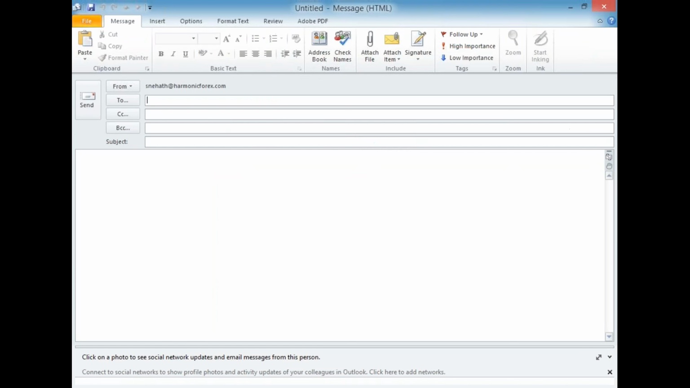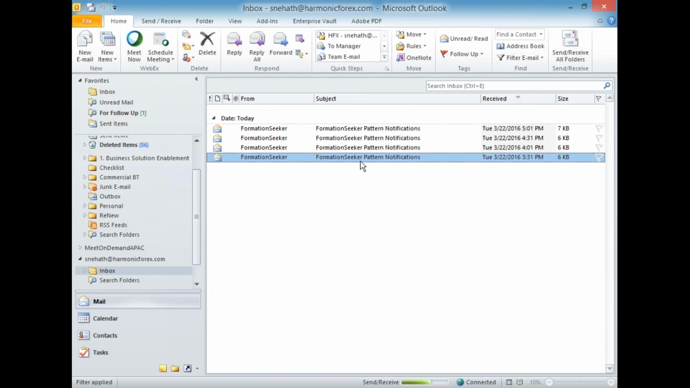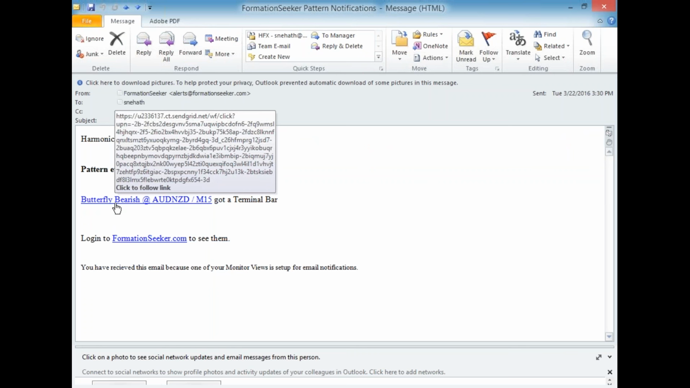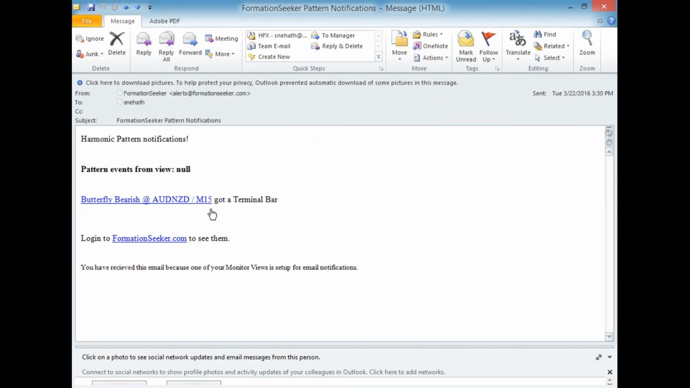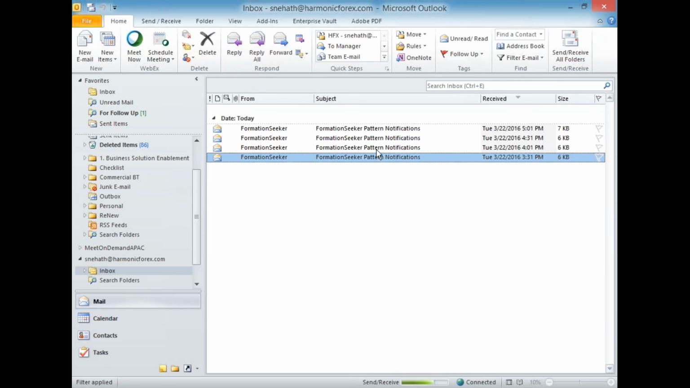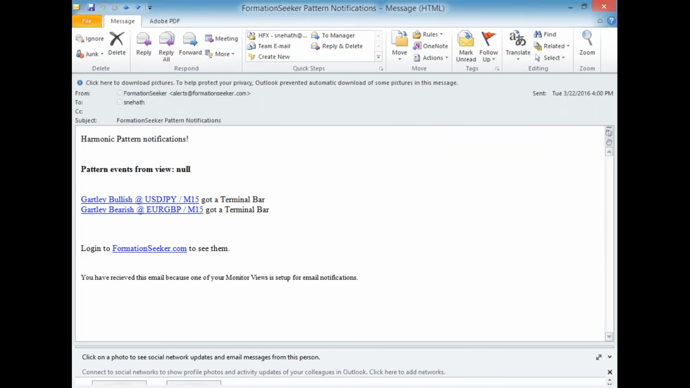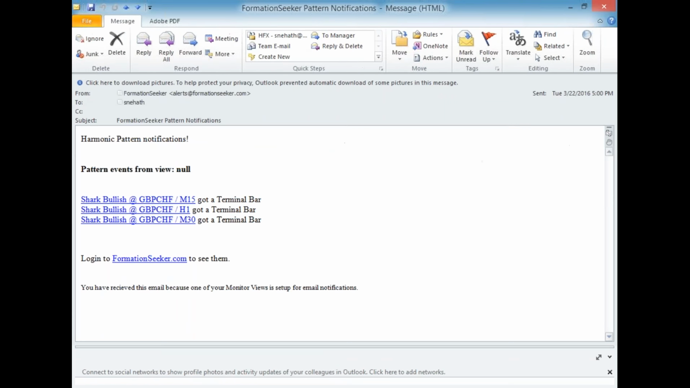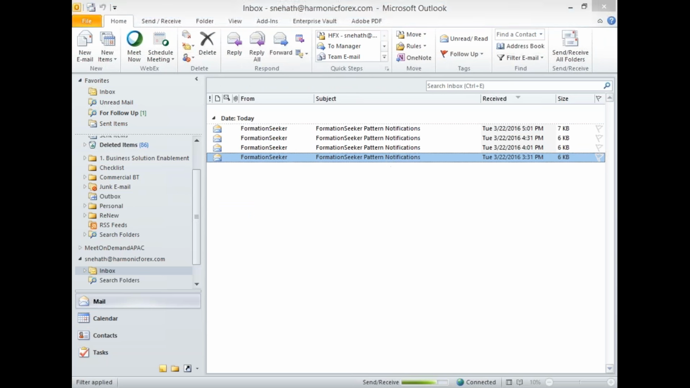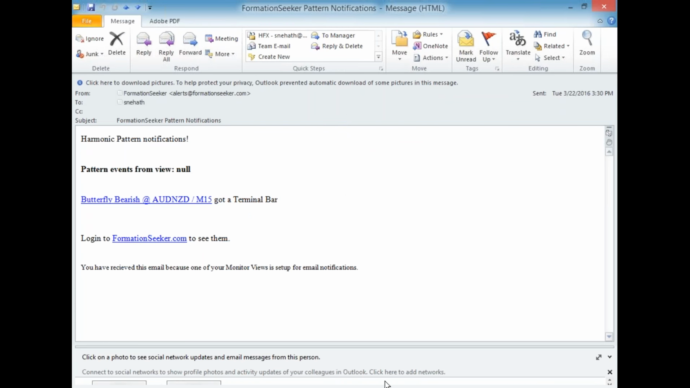So this is what a notification looks like. You'll see a bearish butterfly on Aussie NZD M15. This happened at 3:30 today. There were a couple of others. This notifies me whenever there is a terminal bar, which means it's ready to be traded. So let's look at this one, Aussie NZD M15.